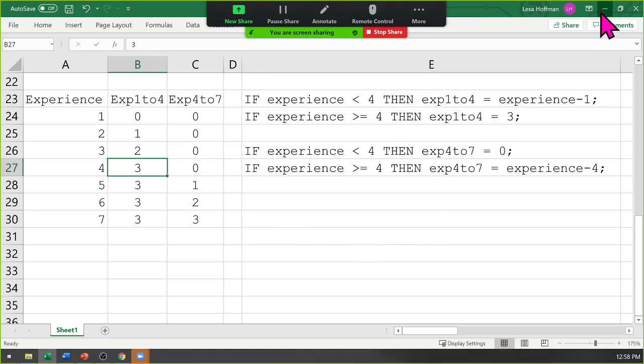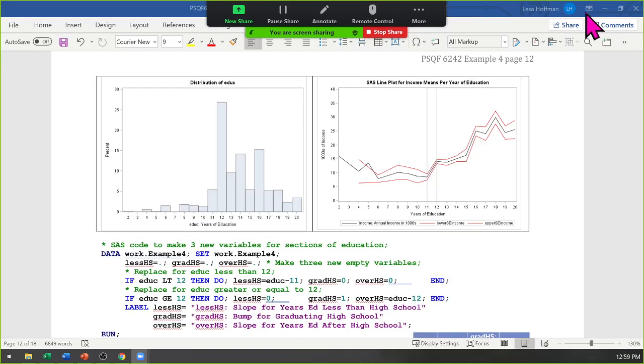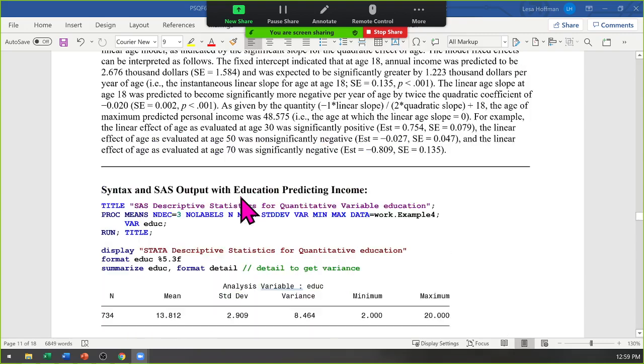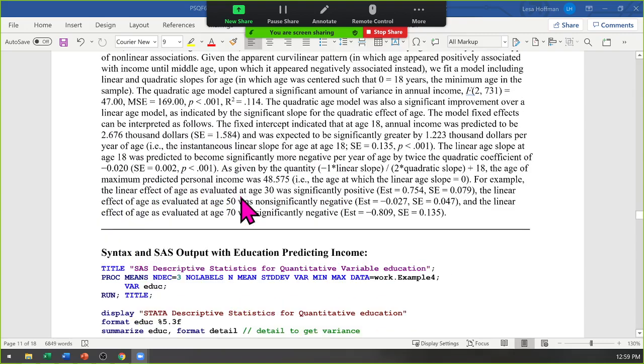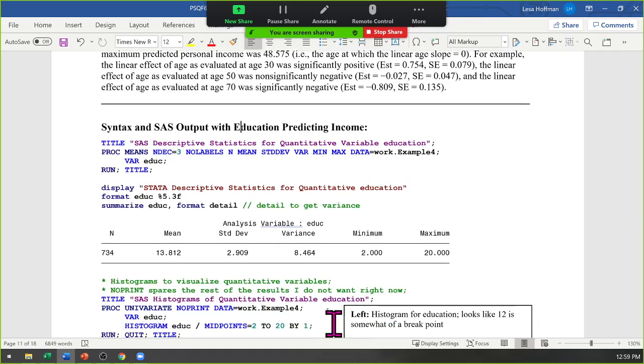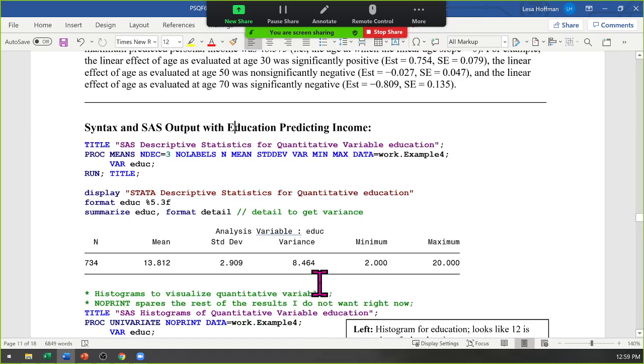All right, then we were looking at, let me see here. We were doing the 3-slope version of this, and we didn't get a chance to see how to make SAS and Stata do it, so I thought that might be a good place to start. So I am on example 4, page 11. Make this a little bigger. There we go.